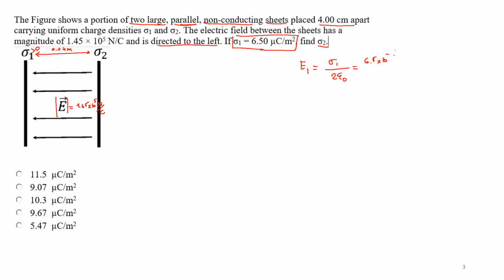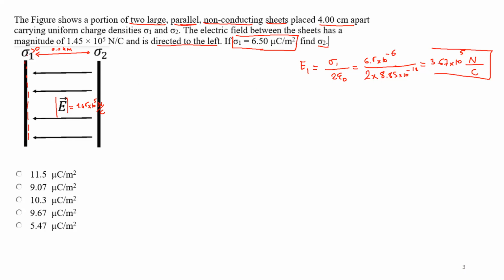So 6.5 × 10^-6 coulombs per meter squared divided by 2 times epsilon naught, which is 8.85 × 10^-12 with the right SI units. And you do the calculation, how much do you get? So the electric field due to this first plate here is 3.67 × 10^5 newtons per coulomb, and this is E1.